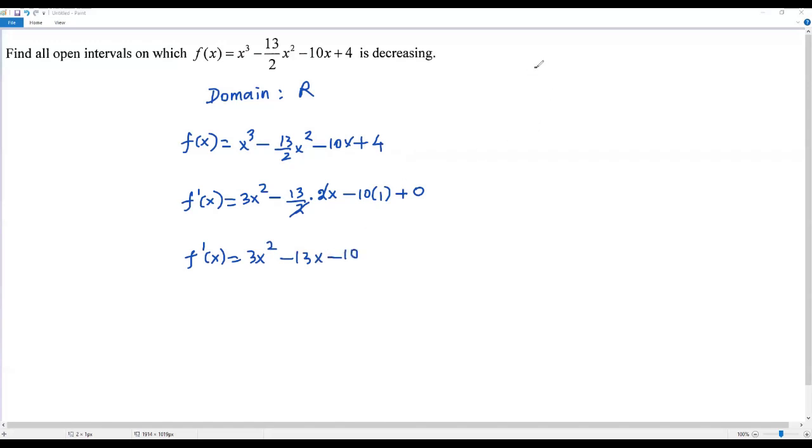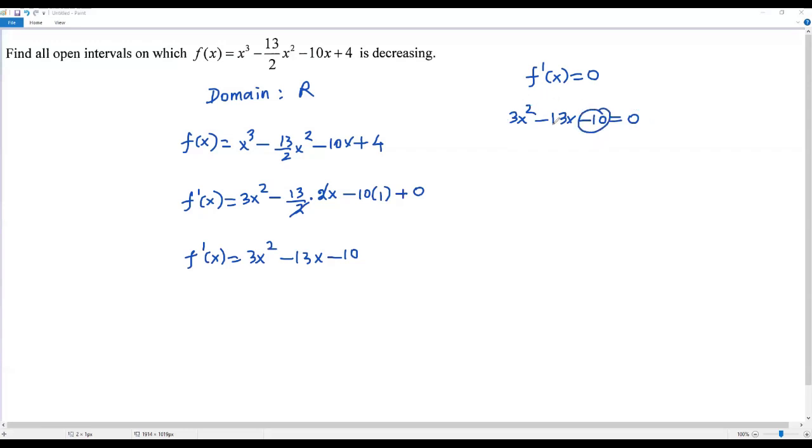Now what I have to do is equate this first derivative to 0 and solve for x. Then I'm getting 3x squared minus 13x minus 10 equals 0. Now it's a quadratic equation, and I have to solve it. I think this quadratic equation can be solved by factoring.